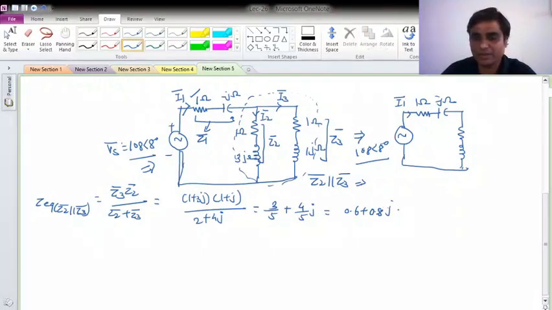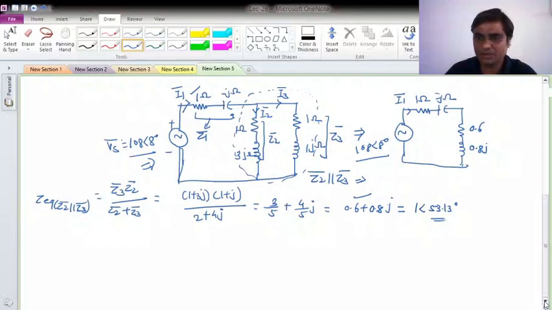Now if I would like to convert this rectangular form into polar form, its equivalent polar form will be magnitude 1 with angle 53.13 degrees. So this is 0.6 plus 0.8j. Okay, now I know this. Next, I'll calculate my I1 phasor. I1 phasor simply will be V phasor divided by the sum of the impedances.